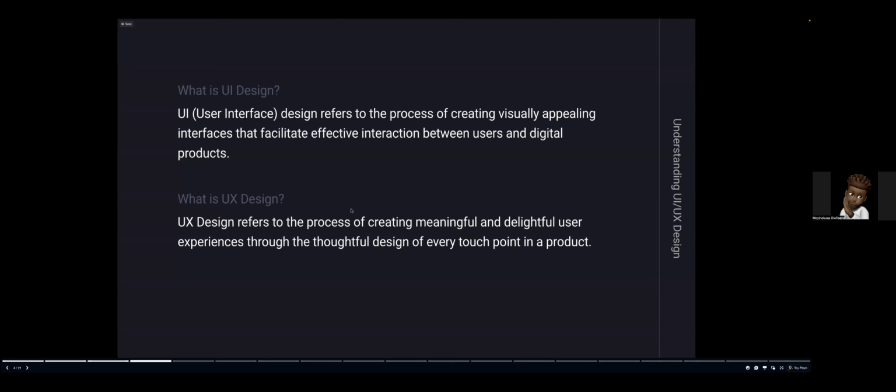And I'm more of the UX guy. I don't know if you can tell, but that's why I'm a UX designer at Booking.com. So I'm more of the UX guy than the UI guy. But let's just go through everything together.